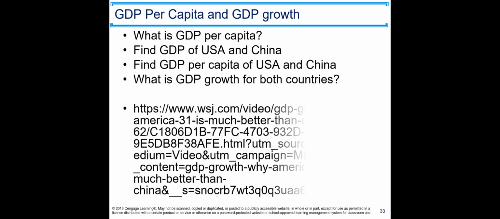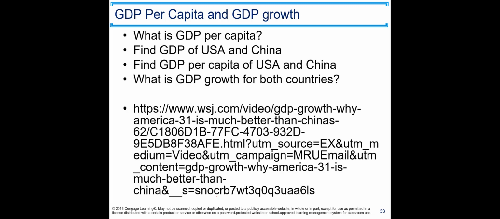And now let's talk a little bit about GDP per capita and GDP growth. What is GDP per capita? Find GDP of USA and China. Find GDP per capita of USA and China. What is GDP growth for both countries? So I want you to pause this video and think about these questions for a while, and then we will talk about them in the next slide.